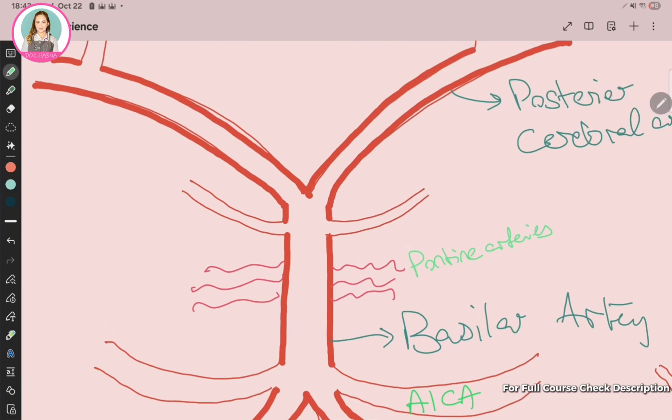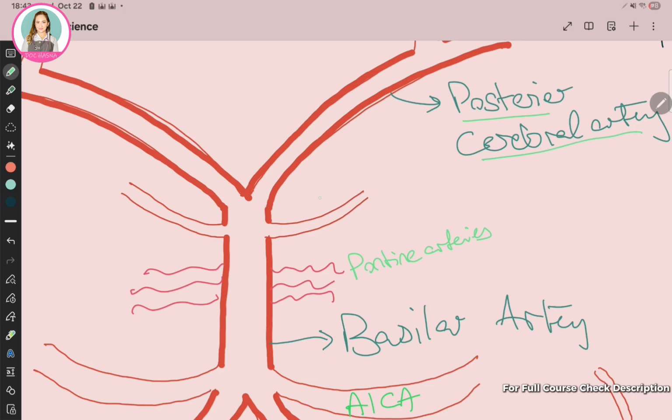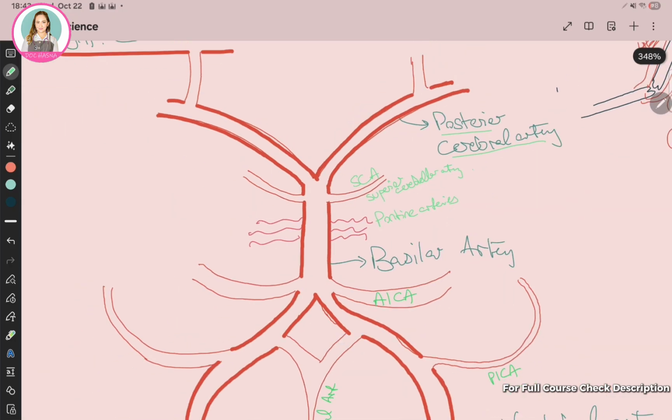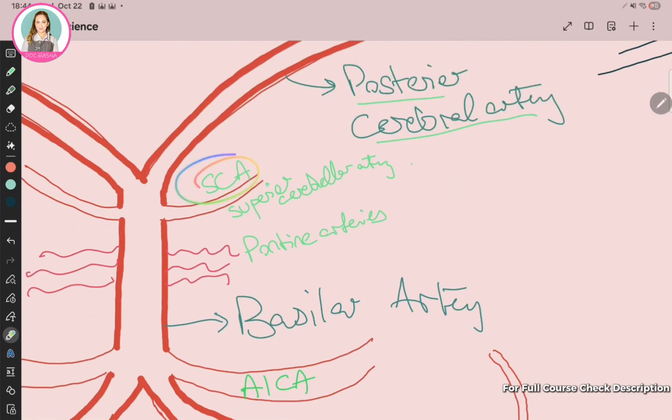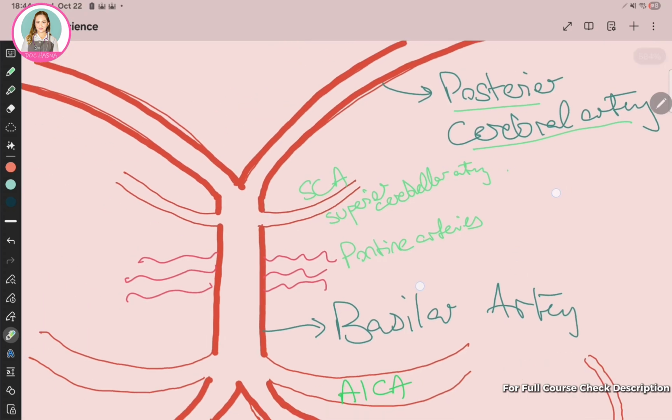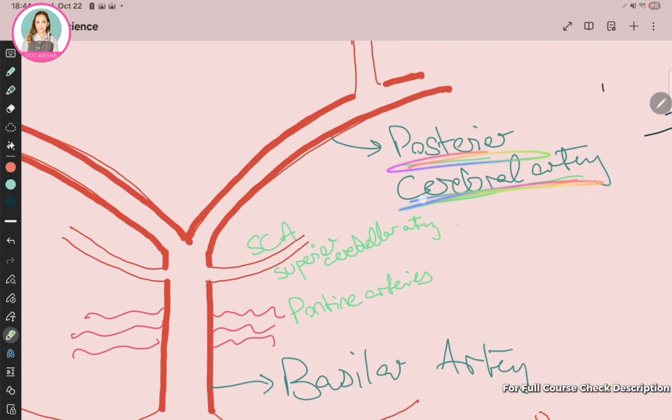Right now, as we go up, it's going to give off another branch before it converts into the posterior cerebral artery, and these were the SCA. So these were the superior cerebellar artery. So in this whole section, as you can see, there are 3 cerebellar arteries: the PICA, the AICA, and the SCA, the superior cerebellar artery. And there is only one cerebral artery. That's the posterior cerebral artery. Right.